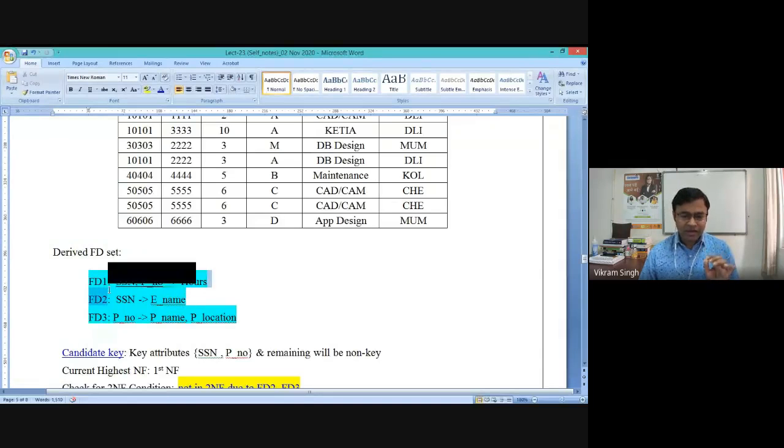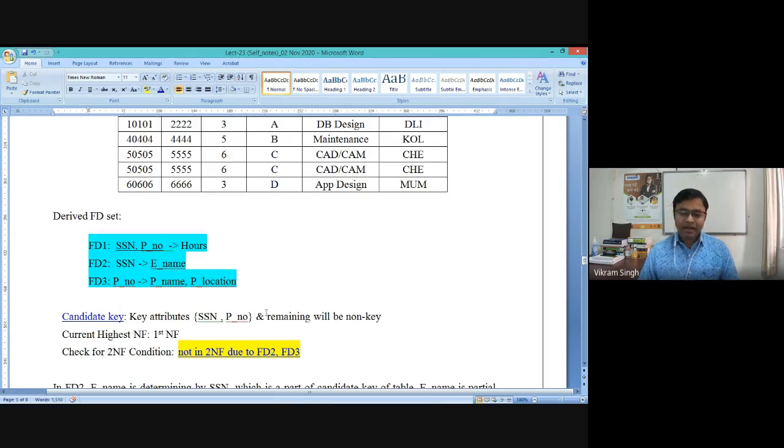FD1 is already doing it. Again, you can see FD3, which says P number. Again, you're using P number. P number is a partial key. It is part of the candidate key, but it is not the whole key. So this P number is deriving a non-key attribute. So it is again violating the condition of second normal form.